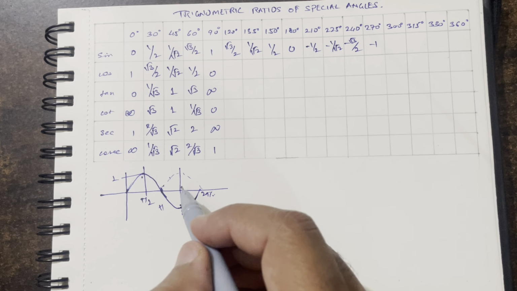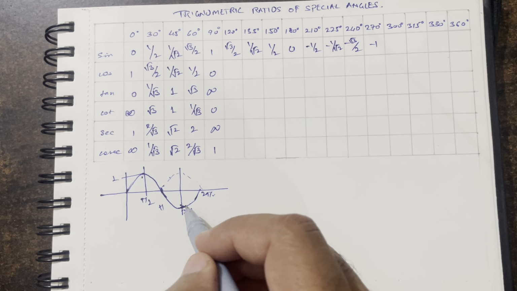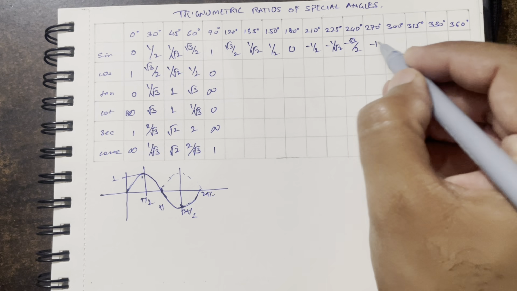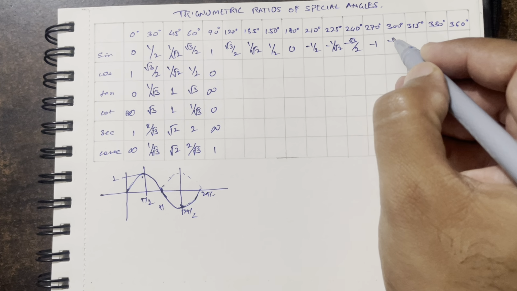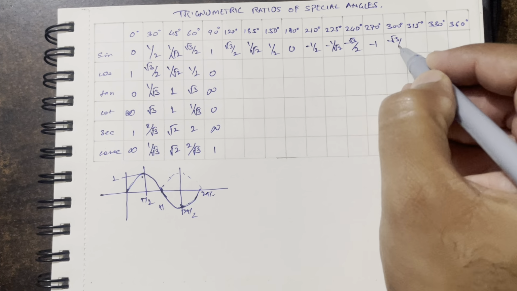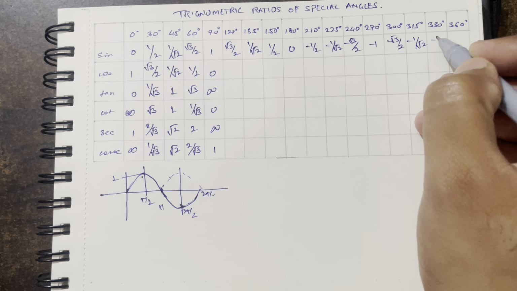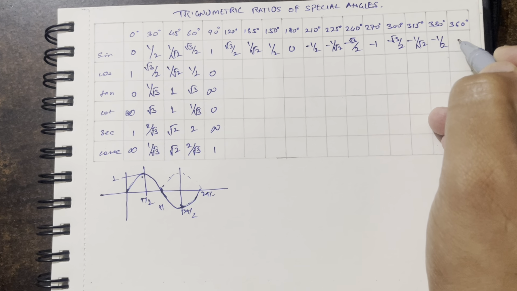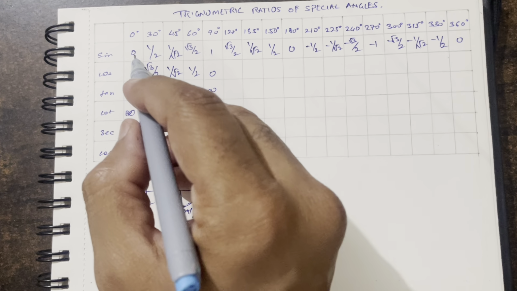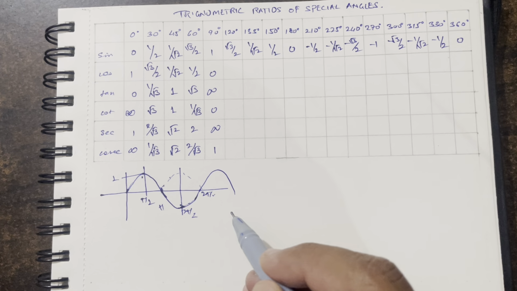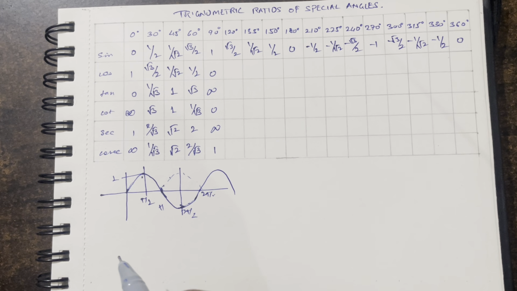So again the value rises but in the negative form. So again mirror image here. So minus root 3 upon 2, minus 1 upon root 2, minus 1 upon 2, and then 0. And then this cycle continues because the curve will be like this, right?